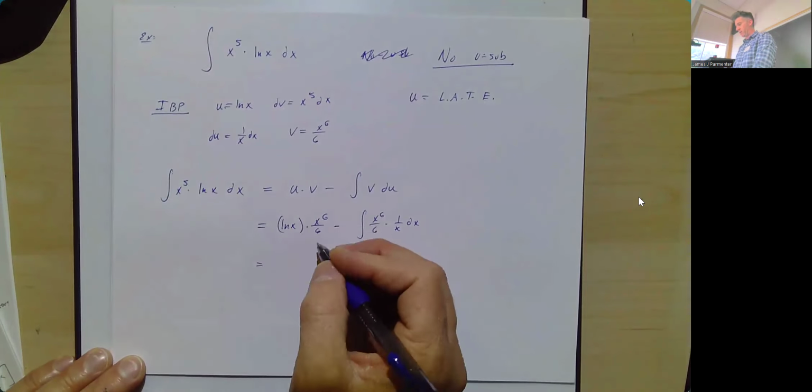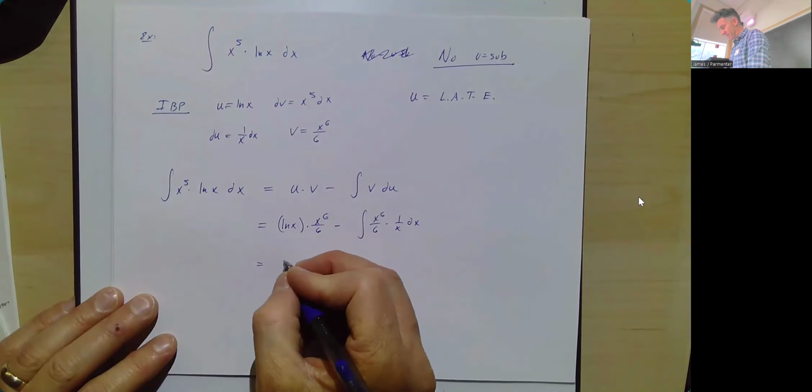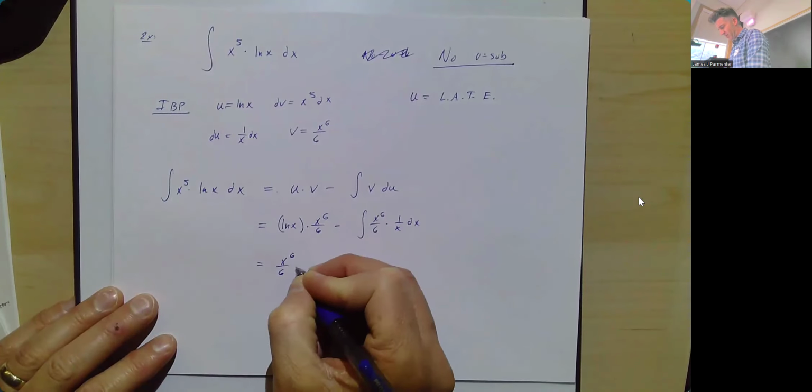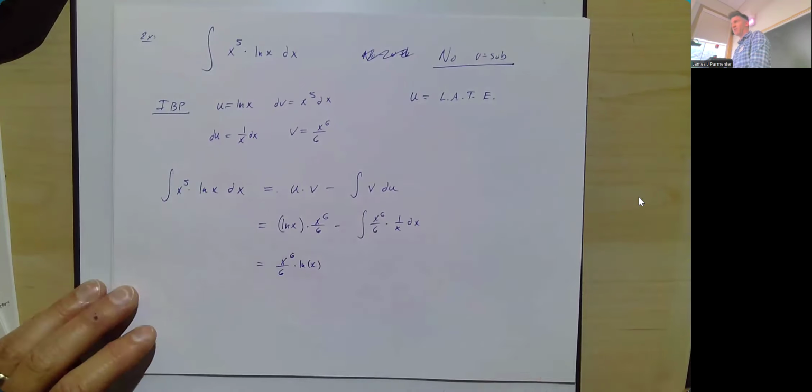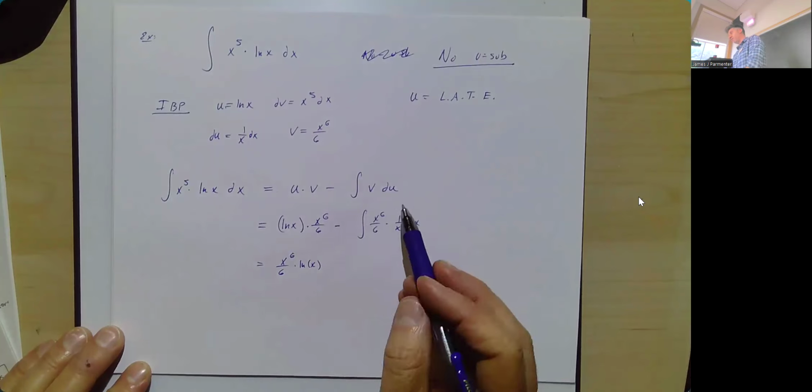It's the natural log of x times x to the 6 over 6, which I guess I would probably rewrite as x to the 6 over 6 times the natural log of x. I don't know why that feels better to me. It just does. And then here we have to be careful.